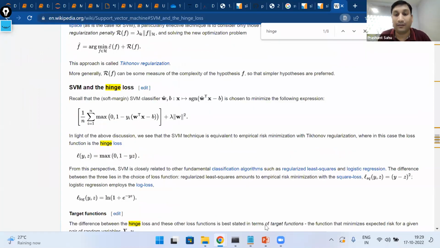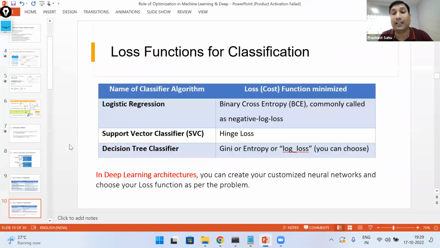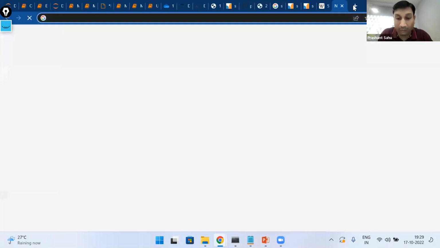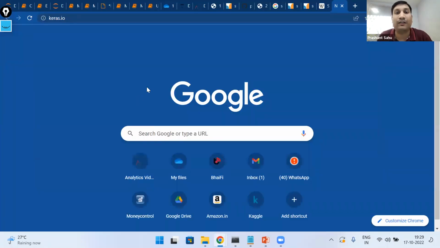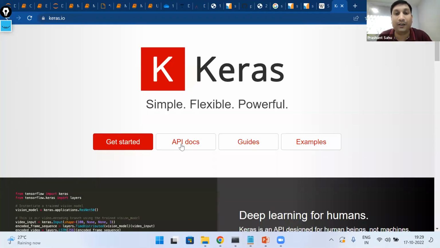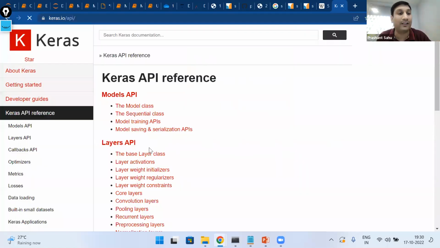First, I'm trying to convey very clearly which loss functions are being used, because these are the loss or cost functions which are going to be minimized. Coming back, in deep learning architectures, the good thing is you can create your own loss function and customize it depending on the problem that you are solving. We have a huge list of loss functions available in deep learning. If you want, I can show you. I'll go to the keras.io page, go to the API docs, and you will see the list of all available loss functions.